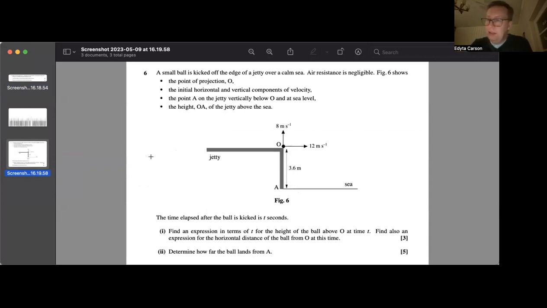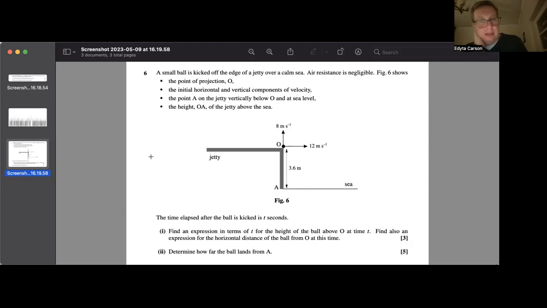Okay, so the ball's actually going in a parabolic motion, but it's been given an upward speed of 8 meters per second, and a horizontal one of 12. This is all taking place 3.6 meters above the sea. The time elapsed after the ball is kicked is t in seconds. Okay. Find an expression in terms of t for the height of the ball above O at time t.